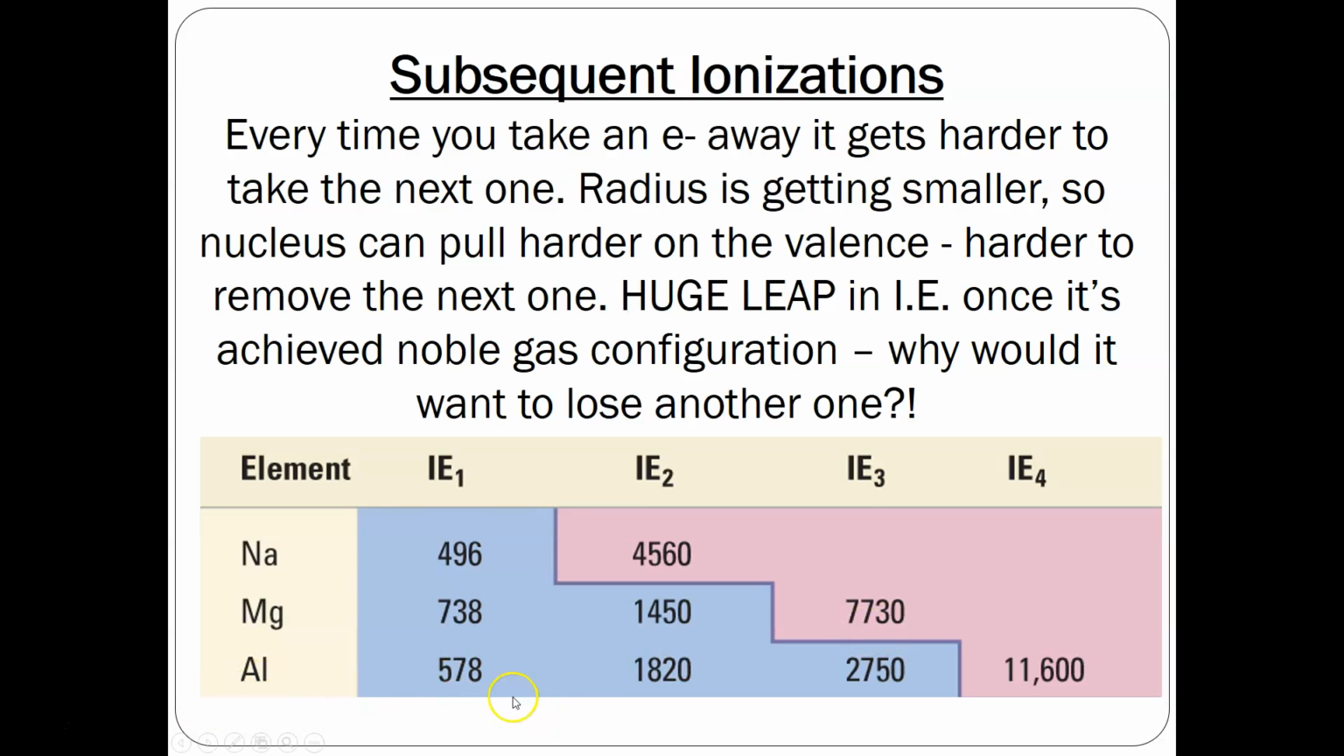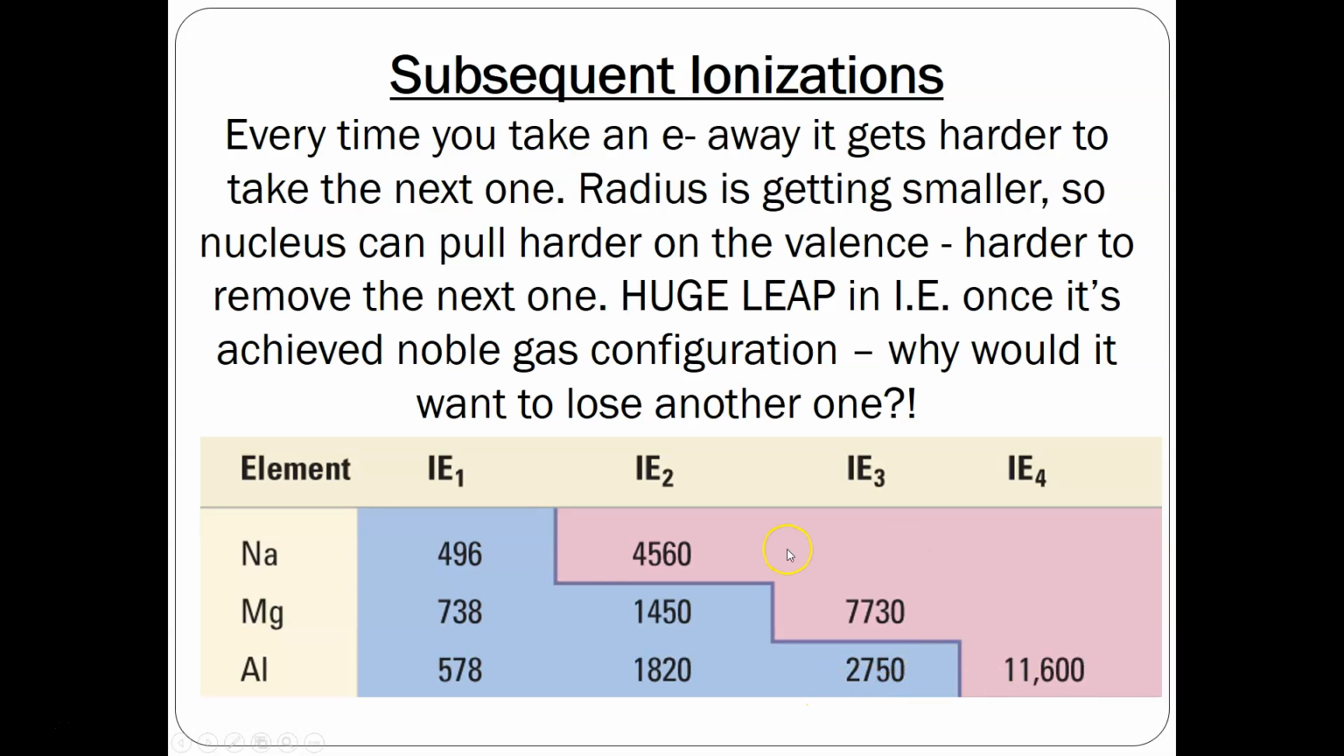If you look at aluminum, I put in a little bit of energy. It's a little bit more to take the second one. It's a little bit more to take the third one. But oh my gosh, look at the big jump here. Taking that fourth electron away is crazy. That's going to take so much energy. Because if you take away the first three, it looks like a noble gas. It's not going to want to get worse than that. It's not going to want to make a worse off, less stable situation.